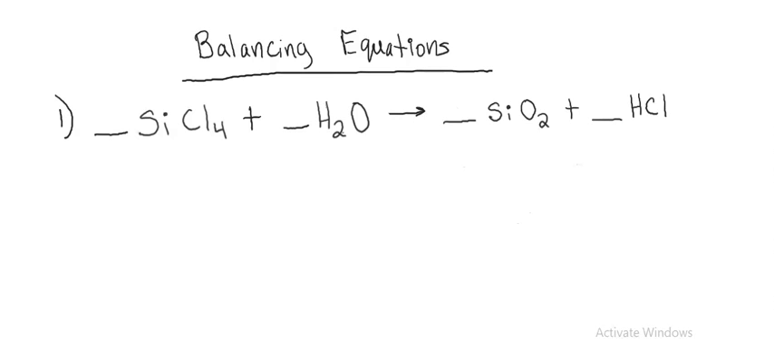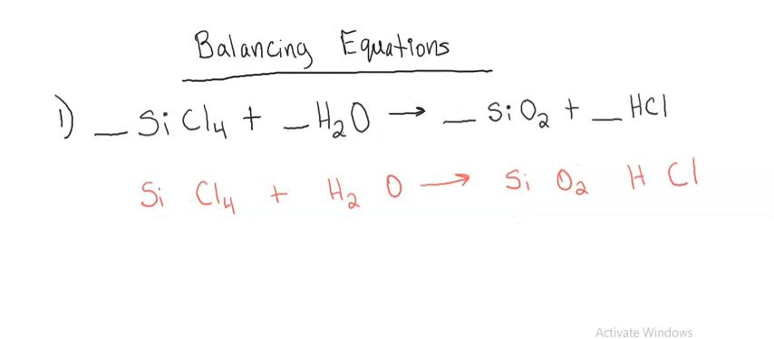So let me write this down. I'll have one silicon over here, 4 chlorine, 2 hydrogens, and 1 oxygen. On the right side, 1 silicon, 2 oxygens, 1 hydrogen, and 1 chlorine.